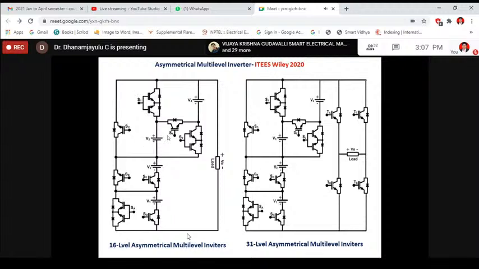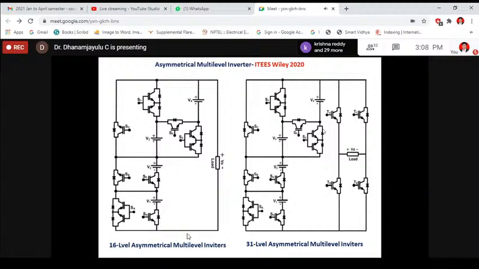But by employing the HBridge inverter, as I said, the HBridge inverter will give the polarity changes, polarity generation. So by employing the HBridge inverter, we are able to generate a total of 31 levels. So here we have only 3 DC sources. By employing the HBridge inverter as well as this proposed inverter, we are able to generate 31 levels.